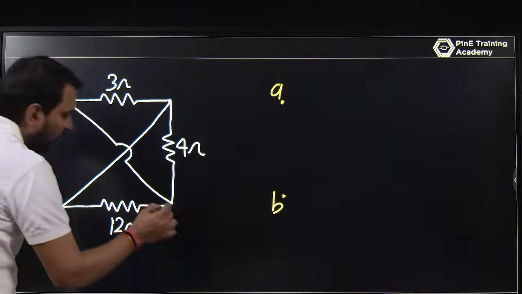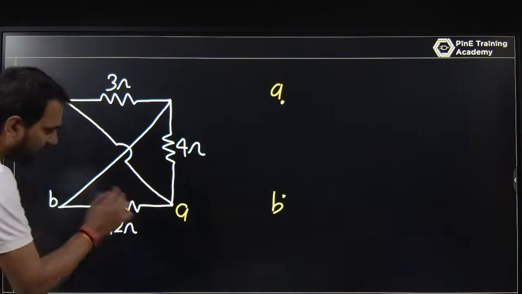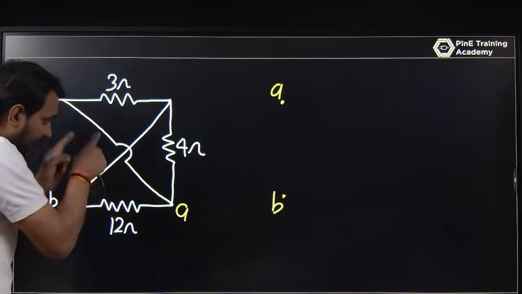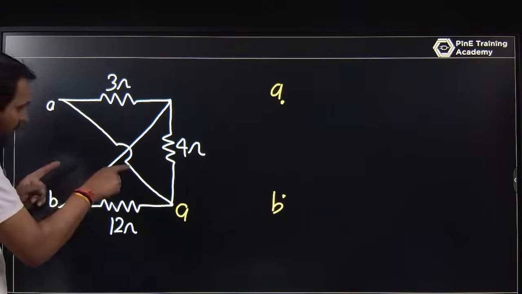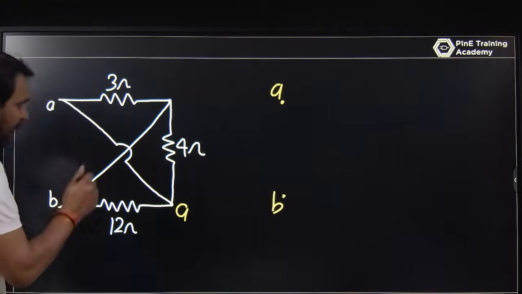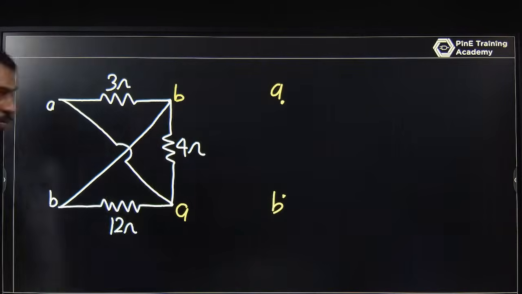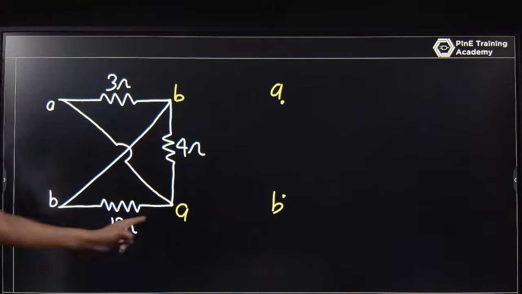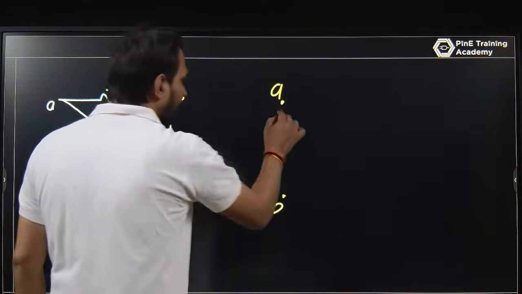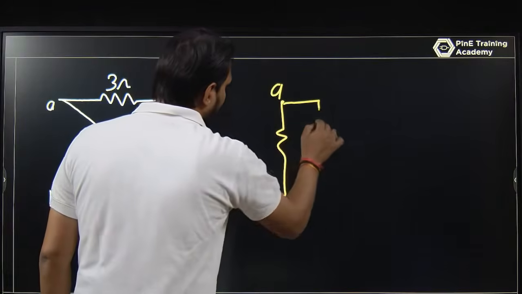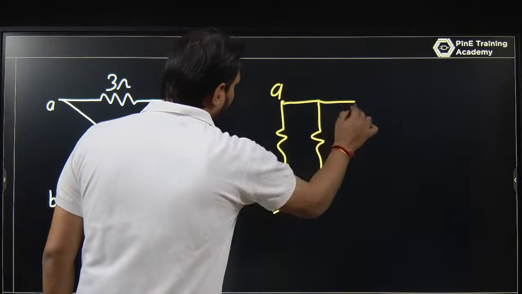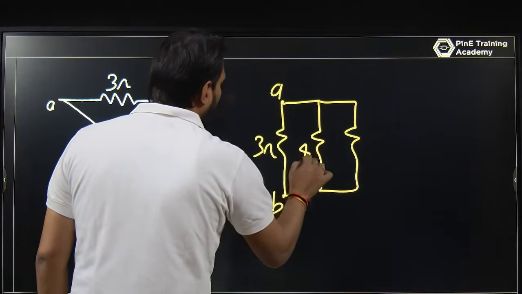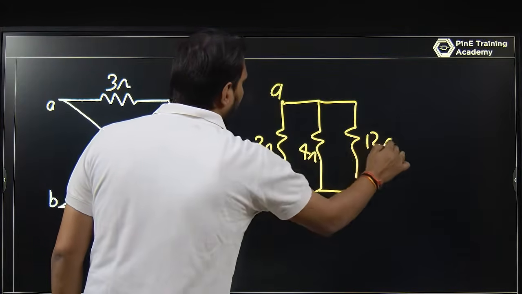This is A, so of course this is A. They are shorted. And if you are looking in this way, that means this is not shorted. This branch and this branch is not shorted. The upper one is A and this will be B. So A to B you have a 3 ohm, A to B you have 4 ohm, A to B you have a 12 ohm. 3 ohm, 4 ohm and 12 ohm.